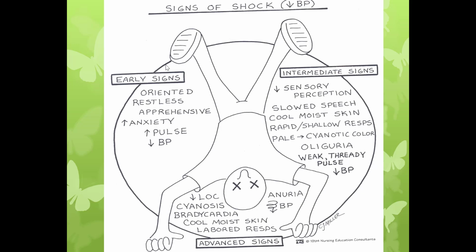Then the intermediate signs, we start getting more sensory issues. You'll start seeing their speech being a little slower. Their skin is now going to be clammy and cool. Their breathing is rapid and shallow. Then they're going to start getting pale. The first place they're going to get pale and potentially start to show you signs is circumoral, okay? And then now their pulse is weak and thready, and you probably will see a drop in blood pressure at this point. Hopefully one big enough you'd recognize.